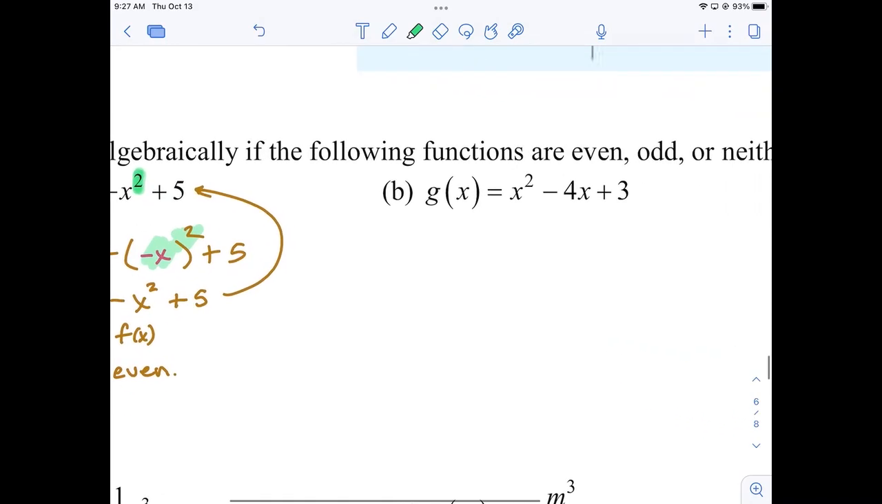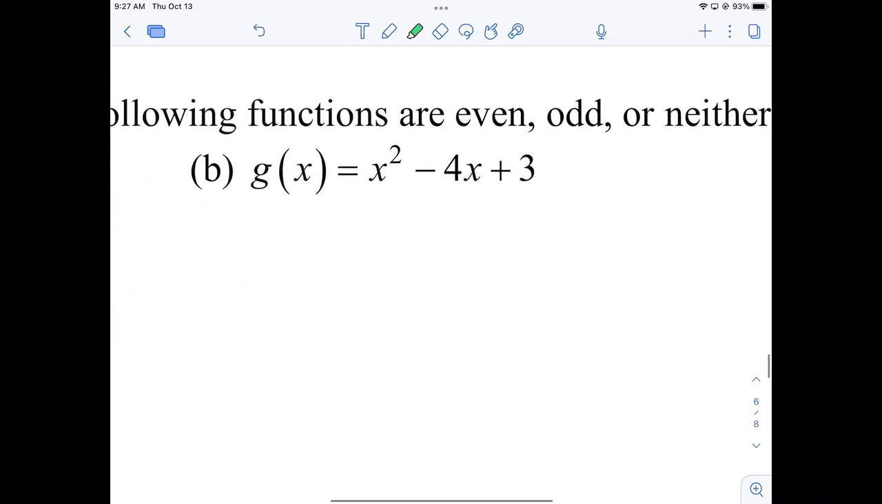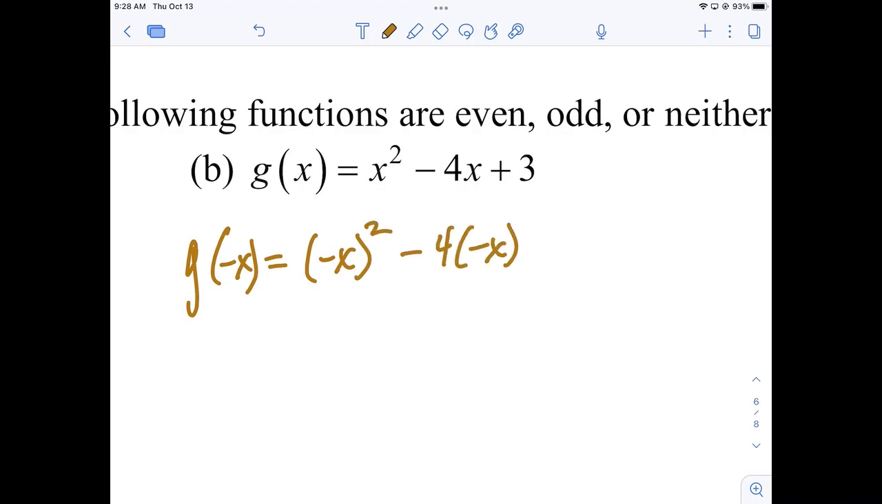All right. Letter B. We got g of x. First step is replace x with negative x. So this is g of negative x. This is going to be a negative x squared minus 4 times the negative x plus 3. Parentheses everywhere there's an x. Okay? All right, now we know that negative x squared is just positive x squared. So that sign did not change, right? What about negative 4 times negative x? That's positive 4x. Oh, now that sign did change. It went from negative to positive. And the plus 3 didn't even have an x, so it stays the same.